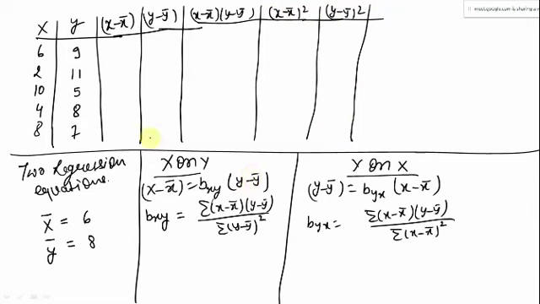No, sir. So x minus x bar, we have x bar as 6. So 6 minus 6 will be 0. 2 minus 6 will be negative 4. 10 minus 6 will be positive 4. 4 minus 6 will be negative 2. And 8 minus 6 will be? Any problem?